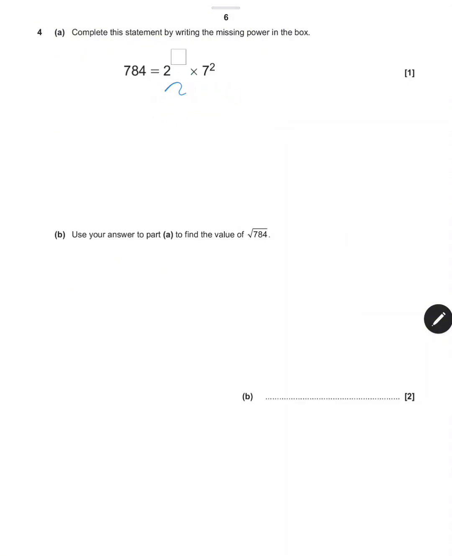Question 4, a bit of powers work to do. We're looking to hit 784 by multiplying something by 49. 7 squared is 49. Well, it's not 2 to the 1, because 2 to the 1 times 49 is 49. 2 squared is 4. 4 49s won't come near this. 2 cubed, 2, 4, 8. 8 49s, we'll think about 8 50s. That would only be about 400.